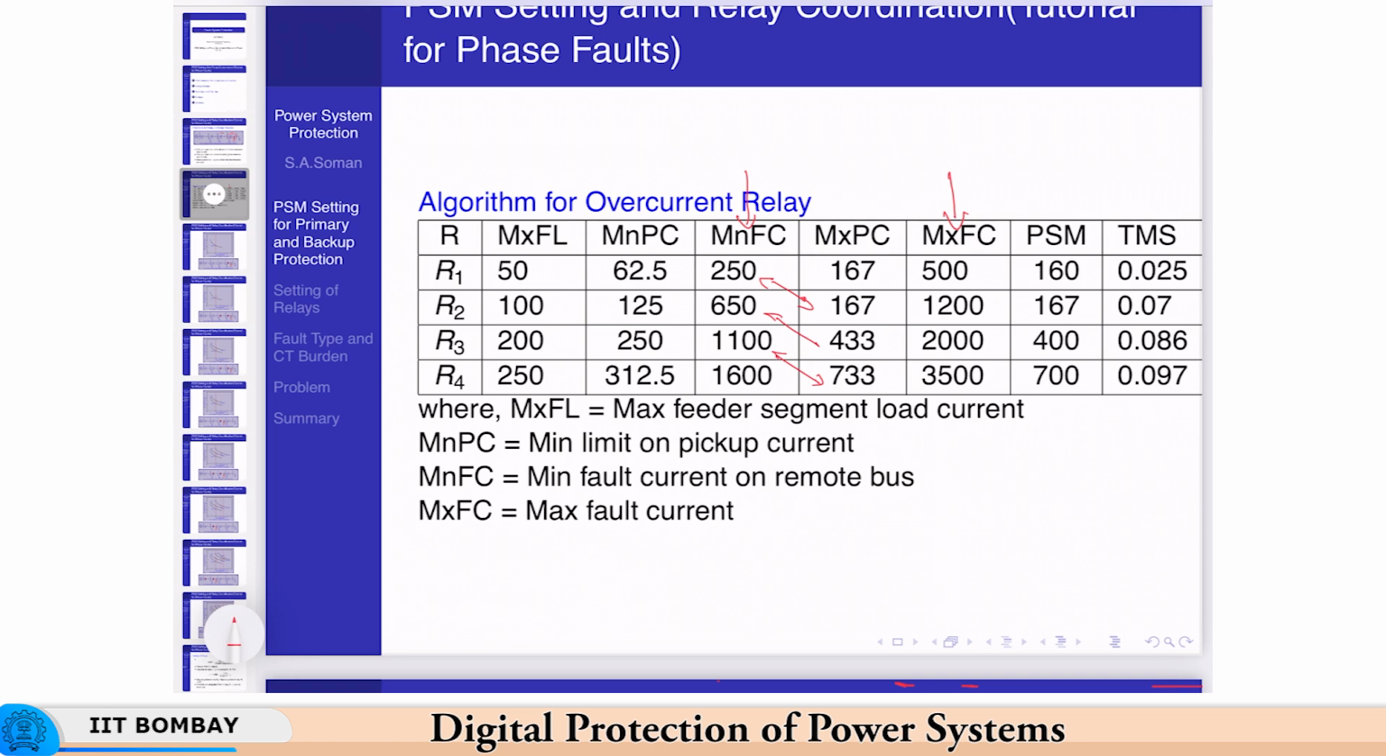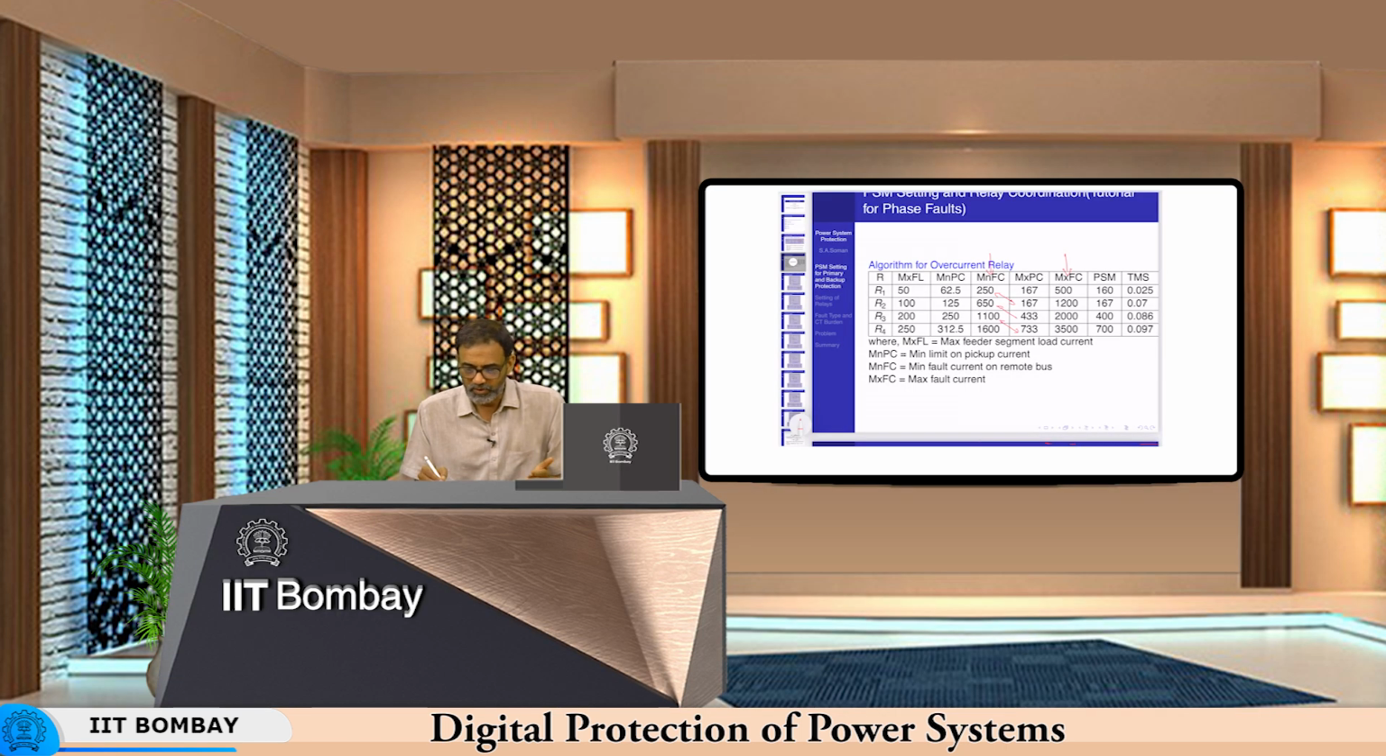Now, what do we set it at? We have a choice of setting the pickup between 62.5 and 167. This is the minimum pickup current, this is the maximum pickup current. So, here we have chosen 160. You could choose anything. Why 160? There is no one answer to this. You could choose 150, you could choose 165, 167. If there are 100 students doing this, we could have 100 different answers and all of us could be correct, as long as you do the rest of this coordination properly. So, there is no one right answer.